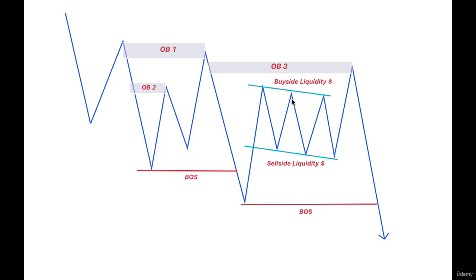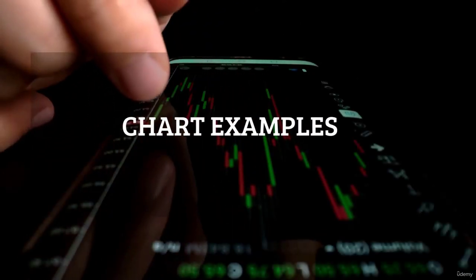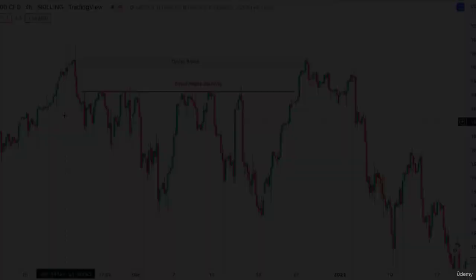In this example, while the price was retracing back to order block number 3, market makers were creating liquidity in the form of this price range. So they took the buy-side liquidity first, reached the order block, then price dropped down impulsively to break the previous swing low. Let's move on now to a chart example to clear things up for you.